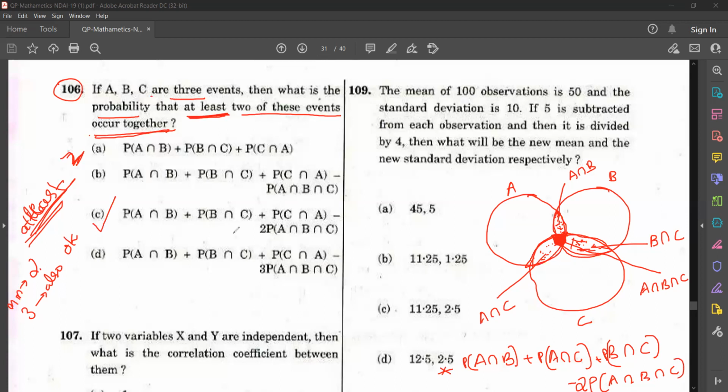Whenever you are having some confusion, just go through the Venn diagram and do that. So option C is the correct answer. Let's go to the next question.